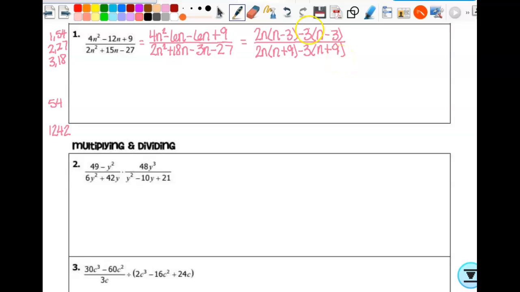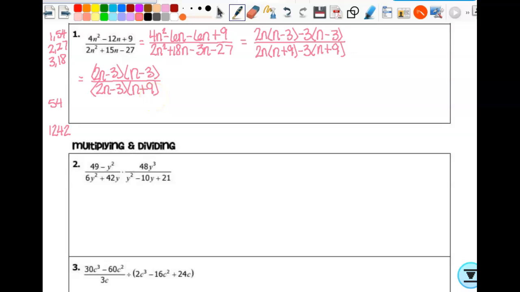Can I cancel these -3's out now? No, because look at this and think about what we have. In the numerator, right now I have 3 terms. I split it, it became 4 terms. When I factored, now I have 2 big terms, but the addition and subtraction is what separates them into terms, right? So still no canceling. Then I complete my factoring. I have 2n minus 3 times n minus 3 over 2n minus 3 times n plus 9.